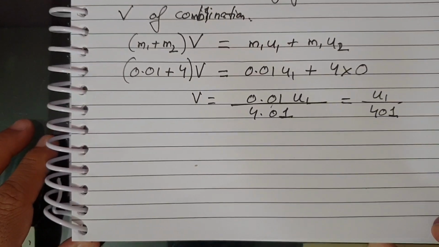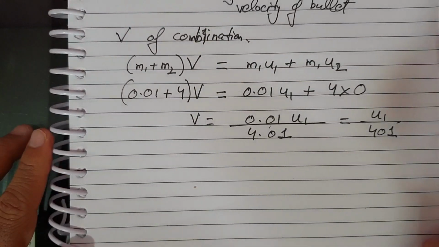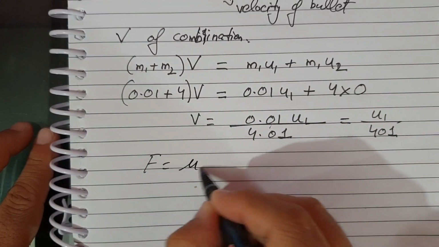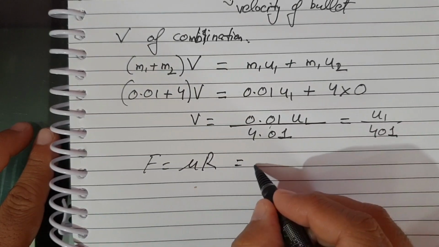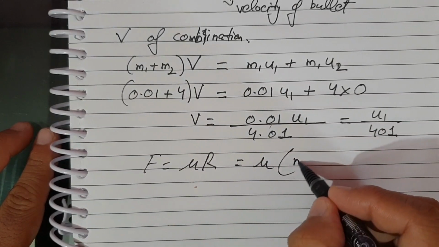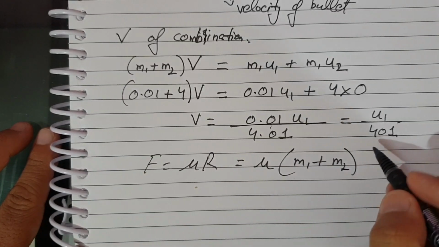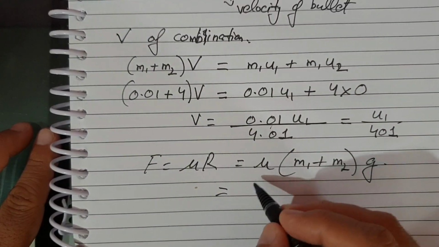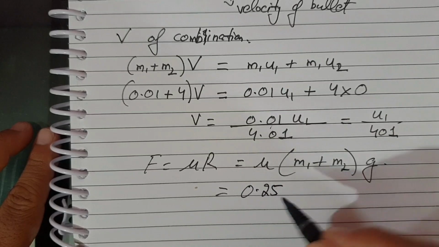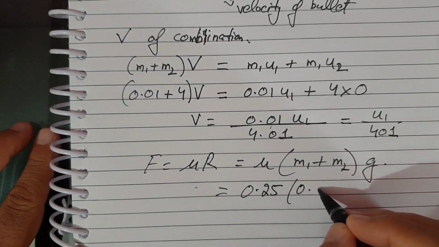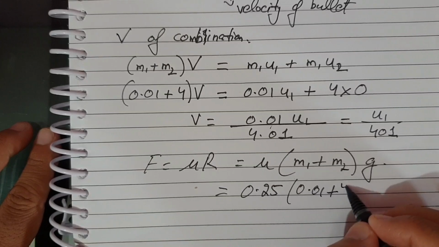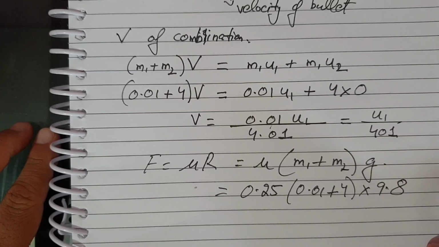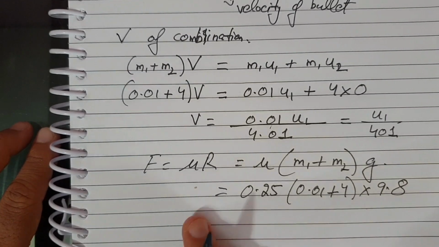Now, the force of dynamic friction of the combination. We know that F equals mu R, which equals mu times the normal reaction, the mass of both, m1 plus m2, times g. Substituting the values: mu is 0.25, m1 plus m2 is 0.01 plus 4, into 9.8. So this is the force.